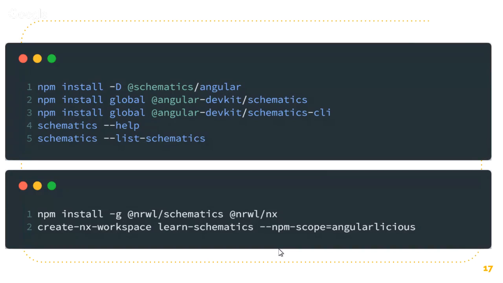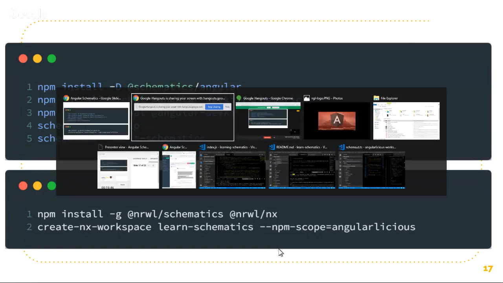Those two things. And then in the second block, we want to install a couple of things from Nrwl. This is to support working with schematics in a workspace. So we're going to install the Nrwl Schematics package and the Nrwl NX package, and you can install those globally. Make sure you have those installed.